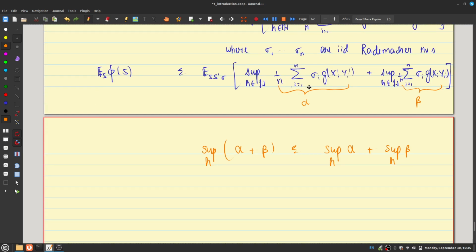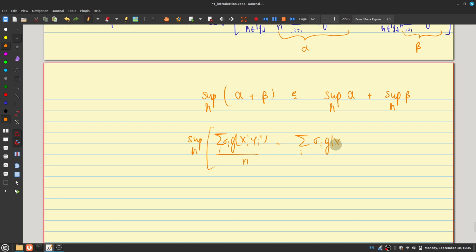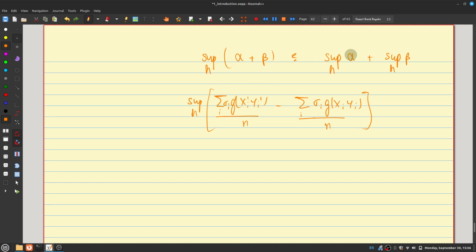So let's look at, I have supremum over all h of summation i g of xi prime yi prime sigma i by n minus summation over all i sigma i g of xi yi divided by n. Okay, so using this, what would be the most natural bound that you would get?